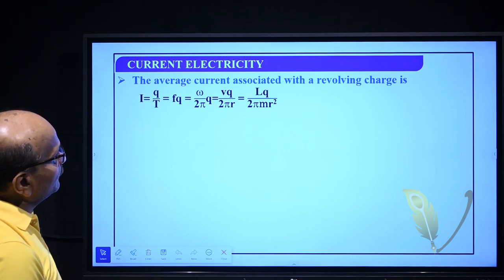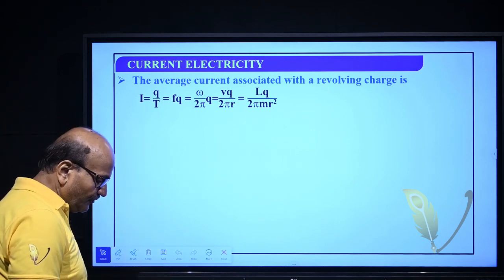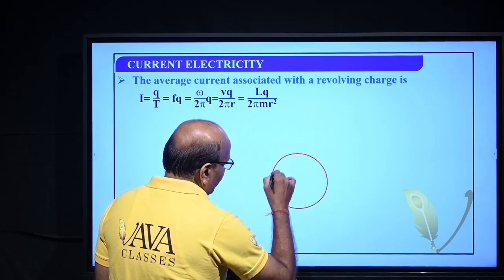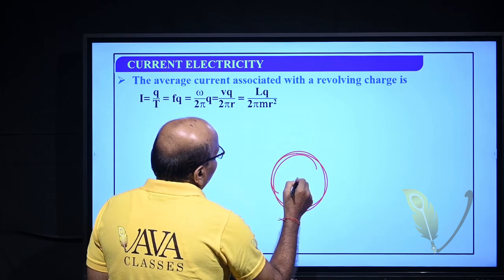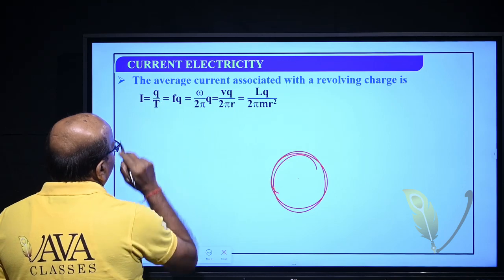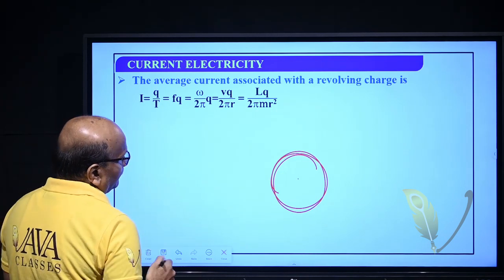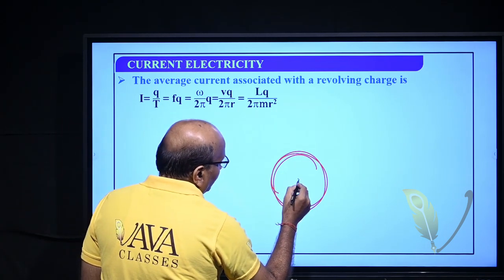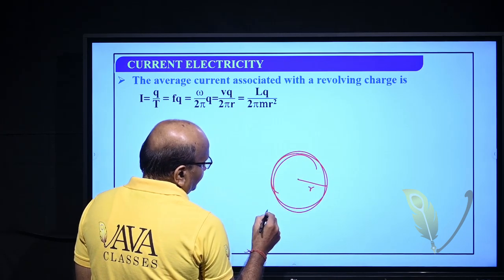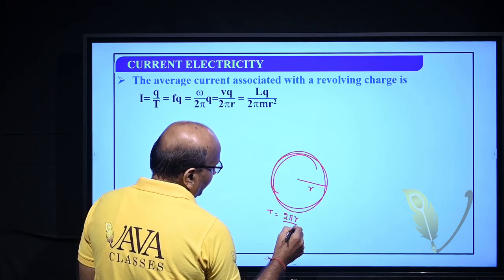Now, the average current associated with a revolving charge. Suppose a charge is moving in a circular path in this way. Then the average current is equal to charge by time, where T is the time period. What is time period? It is the total time taken by the charge to complete one revolution. So, time is equal to distance by velocity, that means 2 pi r by velocity.